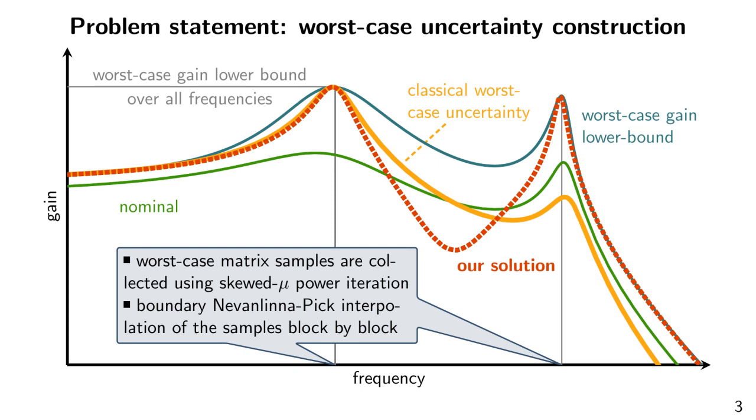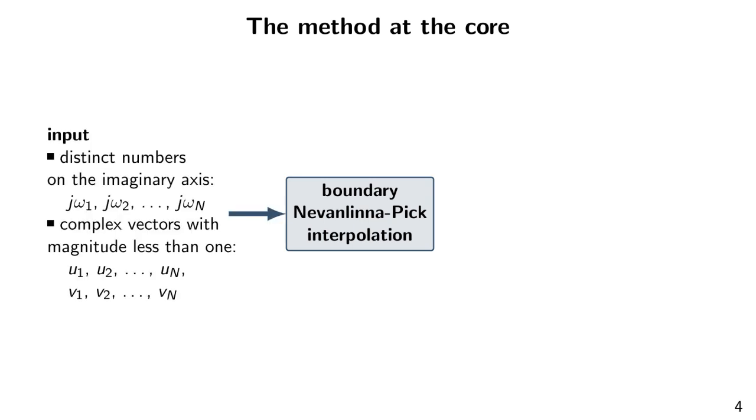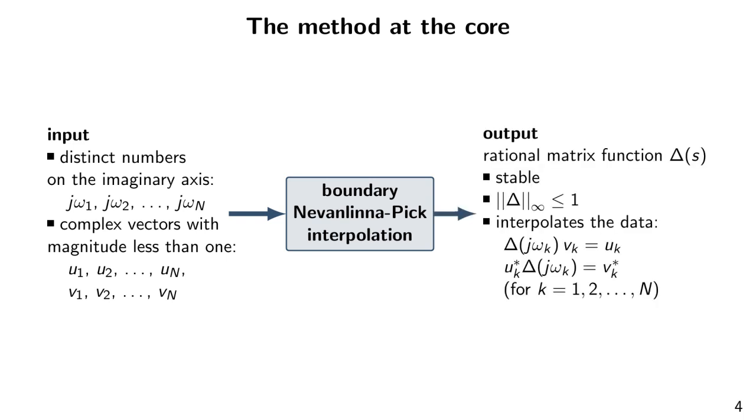The backbone of our approach to uncertainty construction is the boundary Nevanlinna-Pick interpolation. Here's how it works. This is the input of the algorithm. We have n distinct numbers on the imaginary axis of the form j omega and complex vectors u and v with magnitude less than 1. When we apply the interpolation, we obtain a rational matrix function delta of s with the following properties.